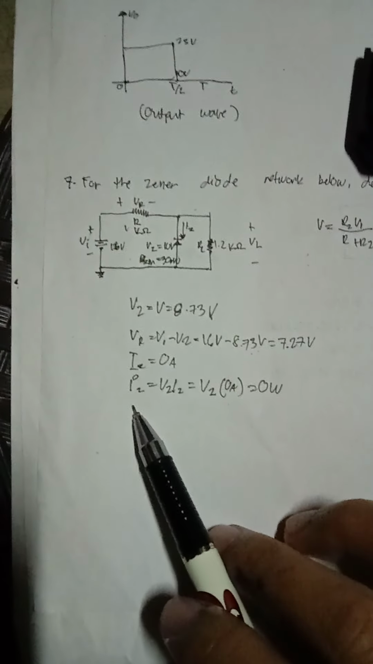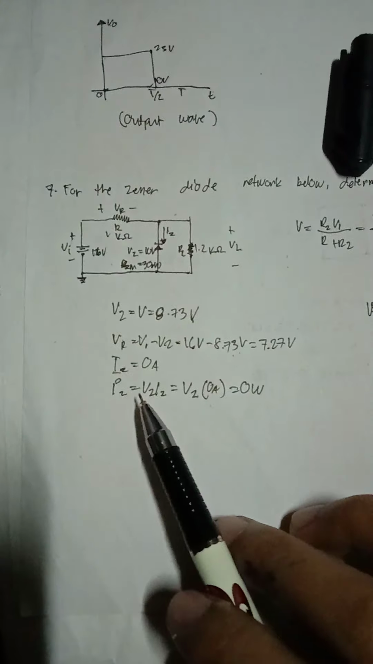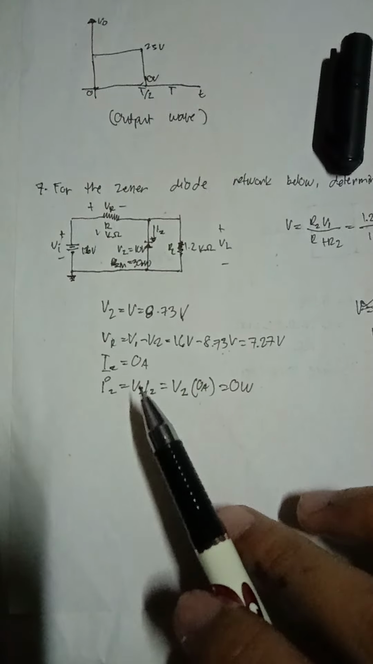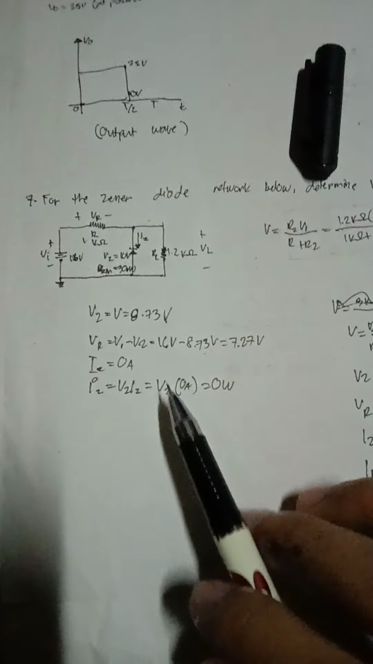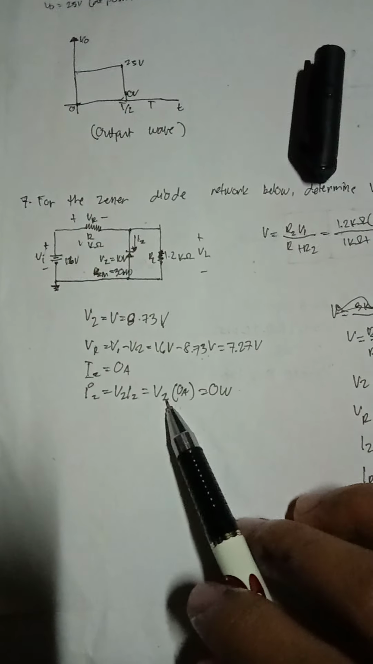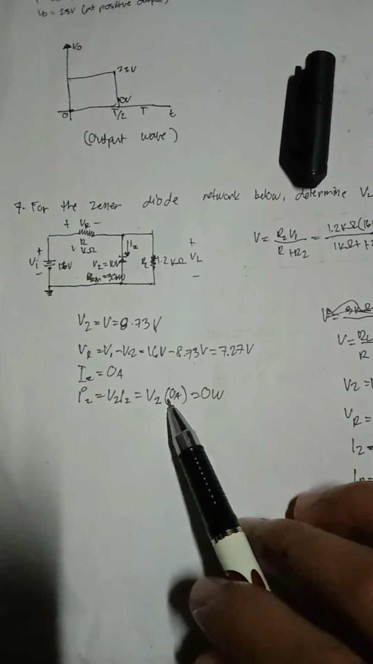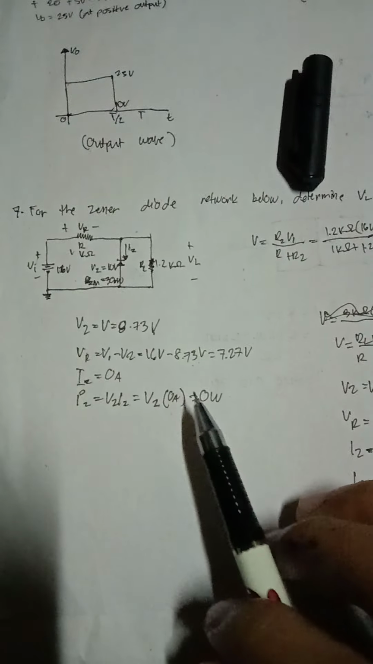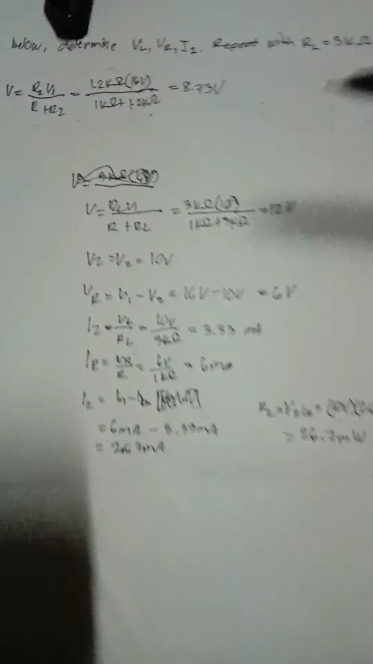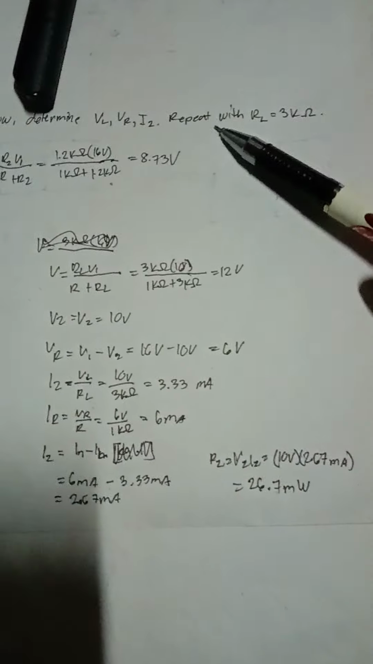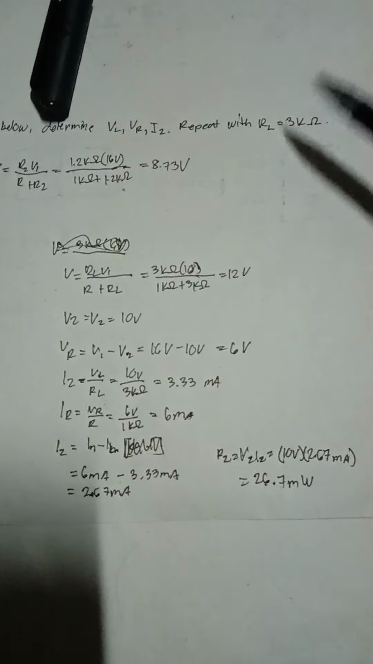So PZ is equal to, the formula of PZ is VZ times IZ. Substitute VZ times 0 ampere is equal to 0 watts. And now here, the second part is, let's repeat with RL.